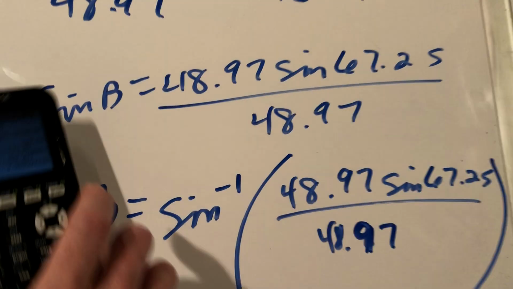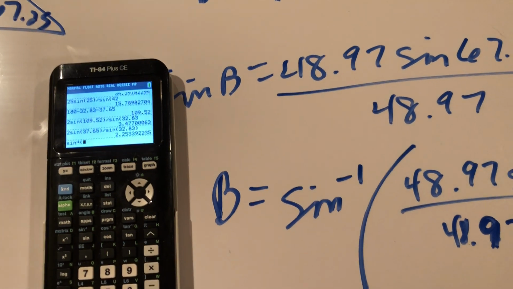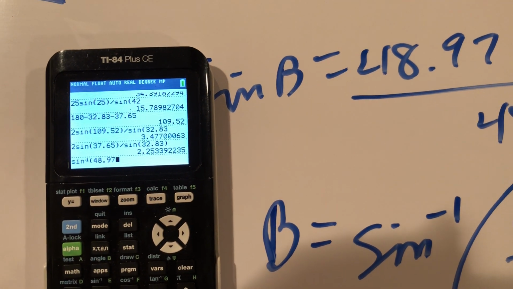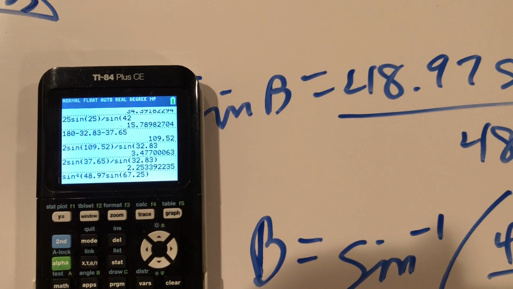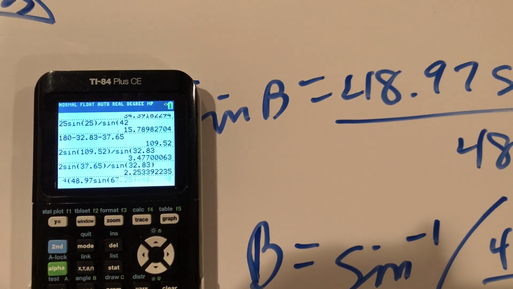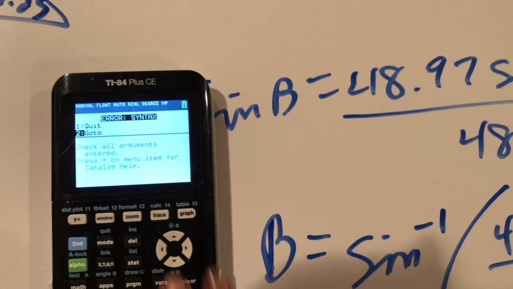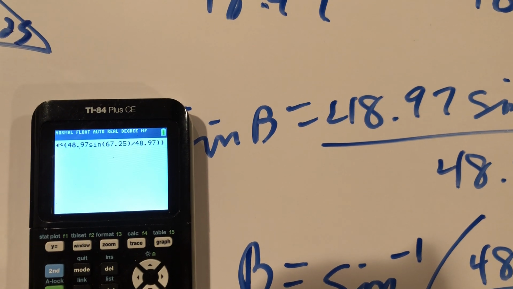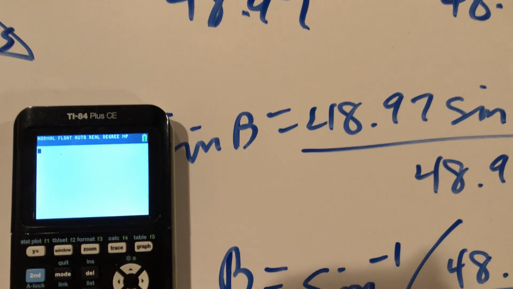So that's just where you take your calculator and you hit your second and your sine key, and then you just put all of that in. 48.97 sine 67.25, close parentheses, divided by 48.97, close parentheses, twice actually. Hit enter. And it shouldn't have given me an error. So what that means is I put too many, or I didn't put enough. Okay, so let's see.